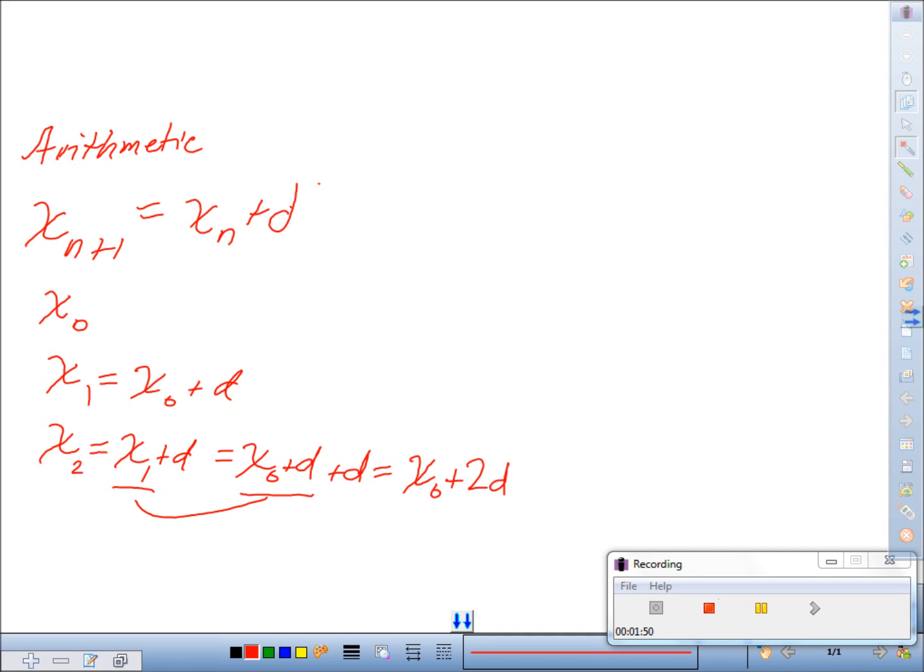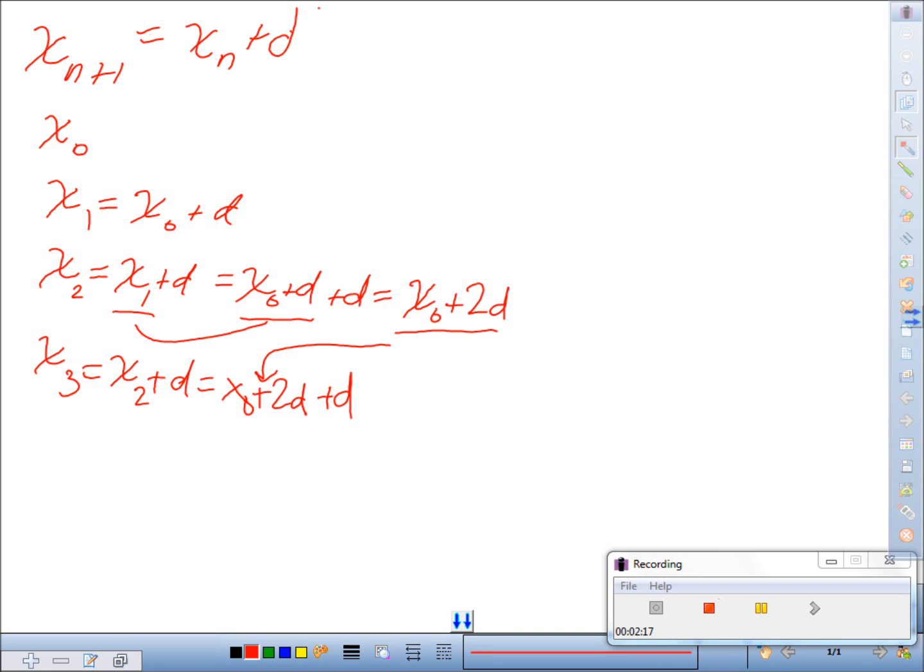Okay? Now let's look at the third generation. Well, that's x2, the population in the second generation, plus b. What is the population in the second generation? It is x naught plus 2b, plus b. Okay? Simplify.